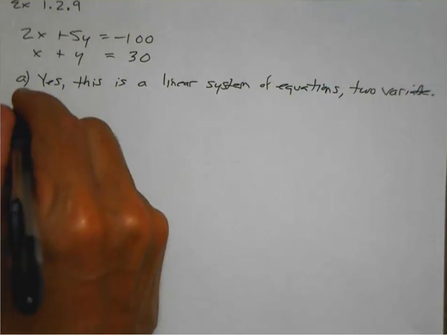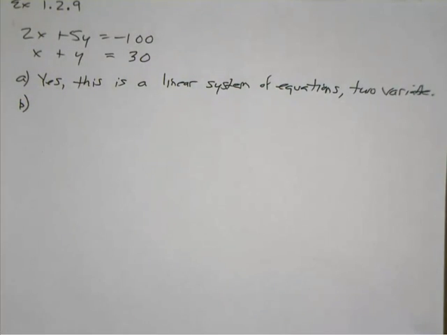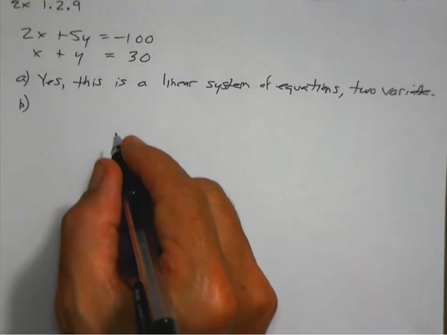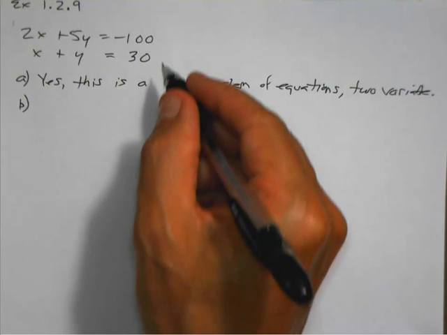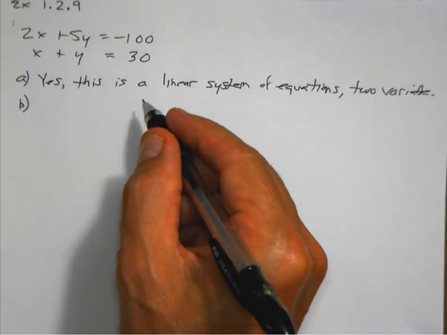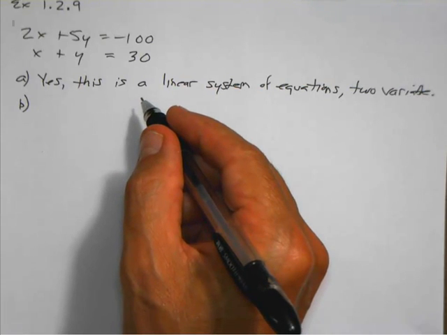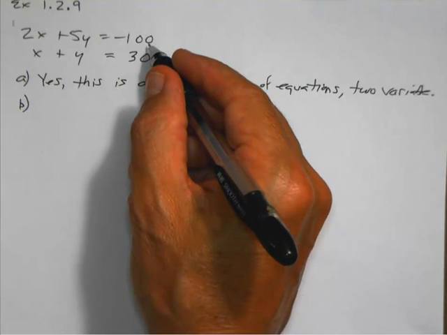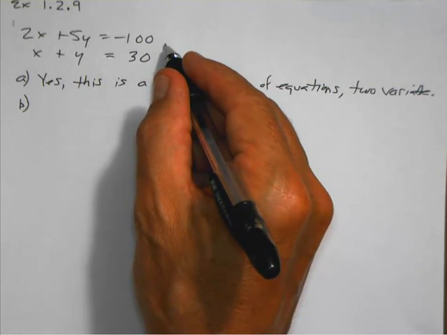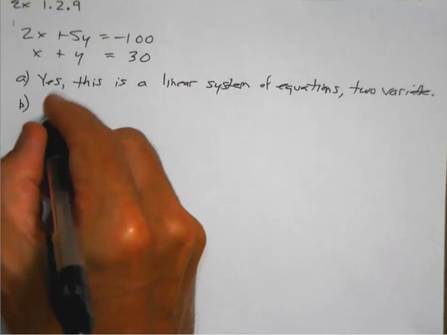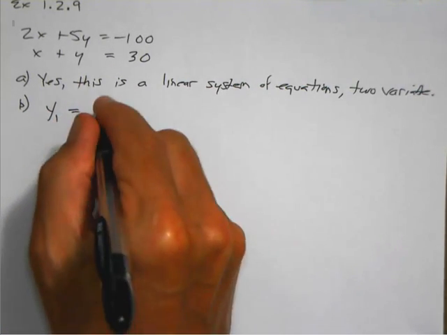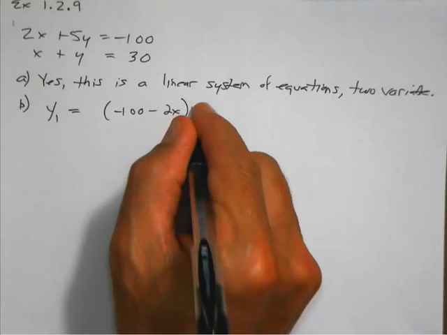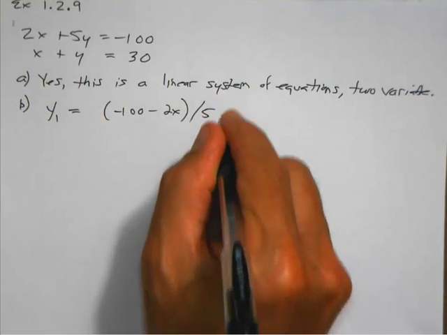Now we are responsible for trying to solve the system, with calculator assistance. To do that, we'll need the graphs of these equations. To obtain them on the calculator, we need to have y solved for in each case. Let's start with this first equation. We could subtract 2x from both sides, then divide both sides by 5. We could have y1 equal to the quantity negative 100 minus 2x, divided by 5.